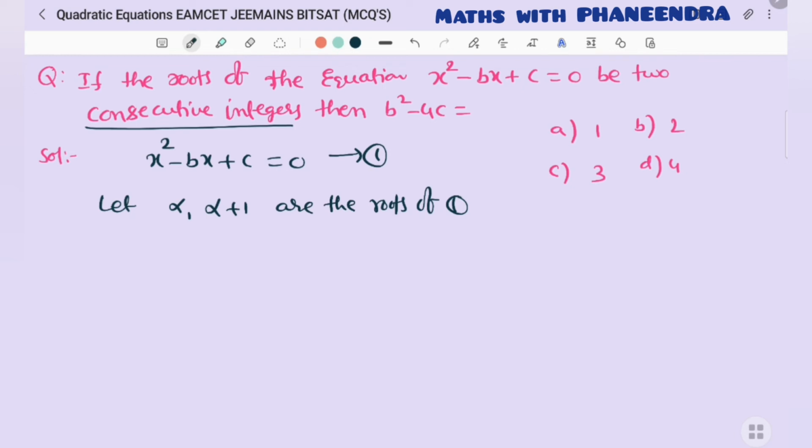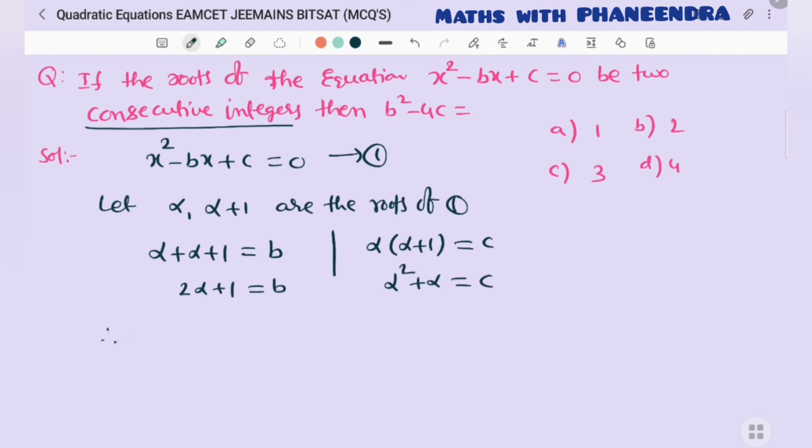So from this, I am taking the sum of the roots: alpha plus alpha plus 1 is equal to b, and product of the roots, alpha into alpha plus 1, is equal to c. So 2 alpha plus 1 is equal to b, and alpha square plus alpha is equal to c.